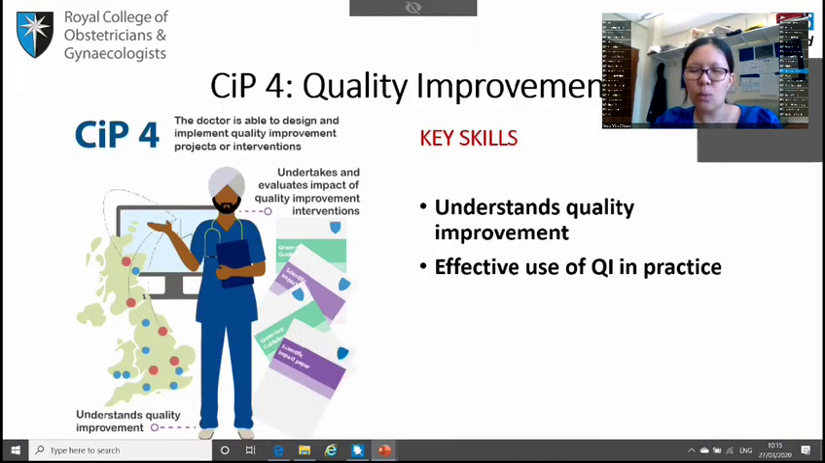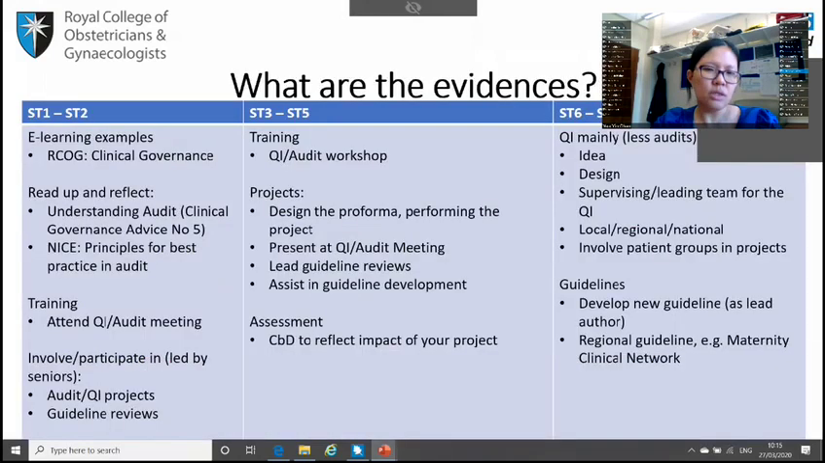Quality improvement. We are kind of moving away from audit. It's not that something you can't do. We will still be recommending you doing it, but we are moving towards more looking into quality improvement projects as such. Okay. So as the ST12, you learn how it's being done. You still need to know what audit means. So you need to know how audit is being conducted, attend audit meeting. You need to present in the audit meeting.